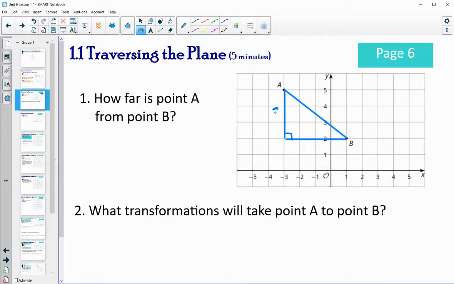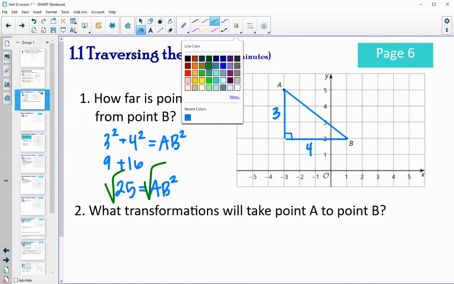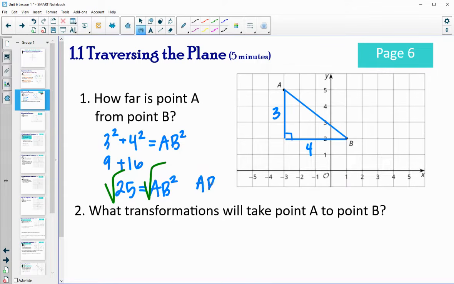So in this, we've got a height of 3. We've got this length here is 4. And then you could do 3 squared plus 4 squared equals the hypotenuse squared. So 9 plus 16, and you'd get 25 equals AB squared. So then square root that, and you would have come up with the length of AB to be 5.